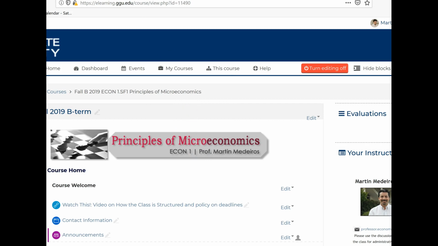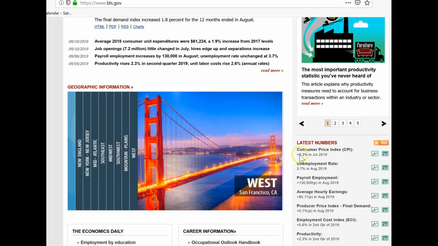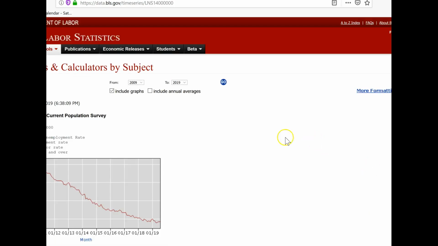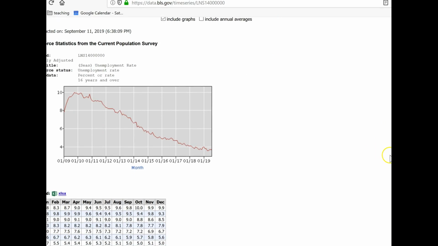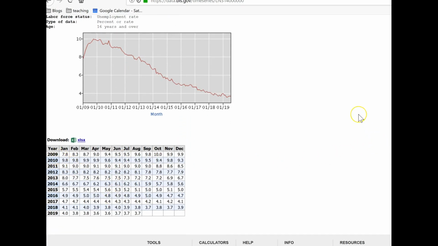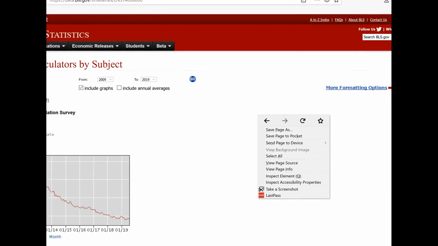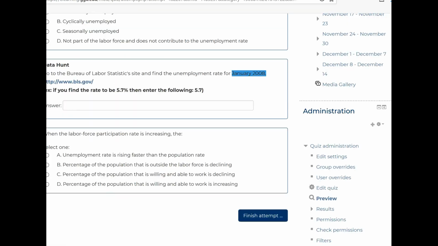Now remember, we're looking for the unemployment rate for January 2008. So if I go back to here, I click on this, and you could see here, let me move this over a little bit. You could see the data, and over here, you see we don't have enough. This data only goes back to 2009, but all is not lost. If you go to the upper right-hand corner, you see this link called More Formatting Options. If you click on it, actually, you don't even have to do that. Do you see where it says From? Just change this to, let's say, 2007, and then you click Go. And you should be able to get your data now. This will update it. So this is a way for you to find that data there. Let me go back to our quiz.